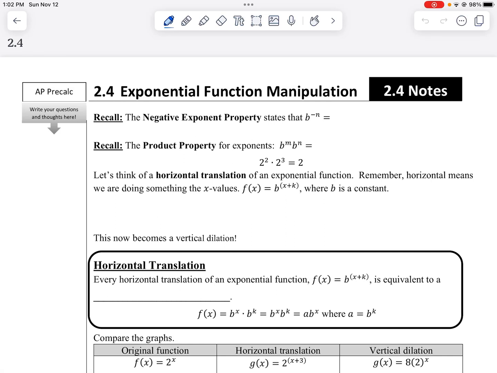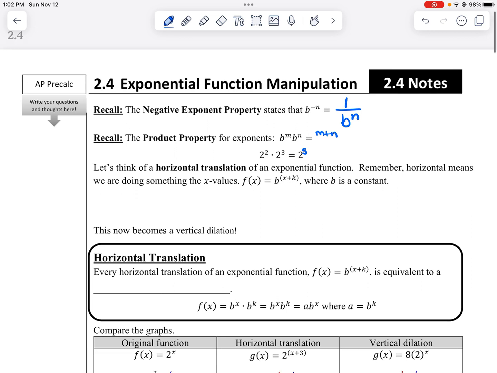So for 2.4, we're going to take a look at some of those properties of exponents that you looked at on Friday. If you remember the negative exponent property from Friday, that is 1 over b to the n. And the product property, for example, 2 to the second times 2 to the third is 2 to the fifth. So we add those exponents.